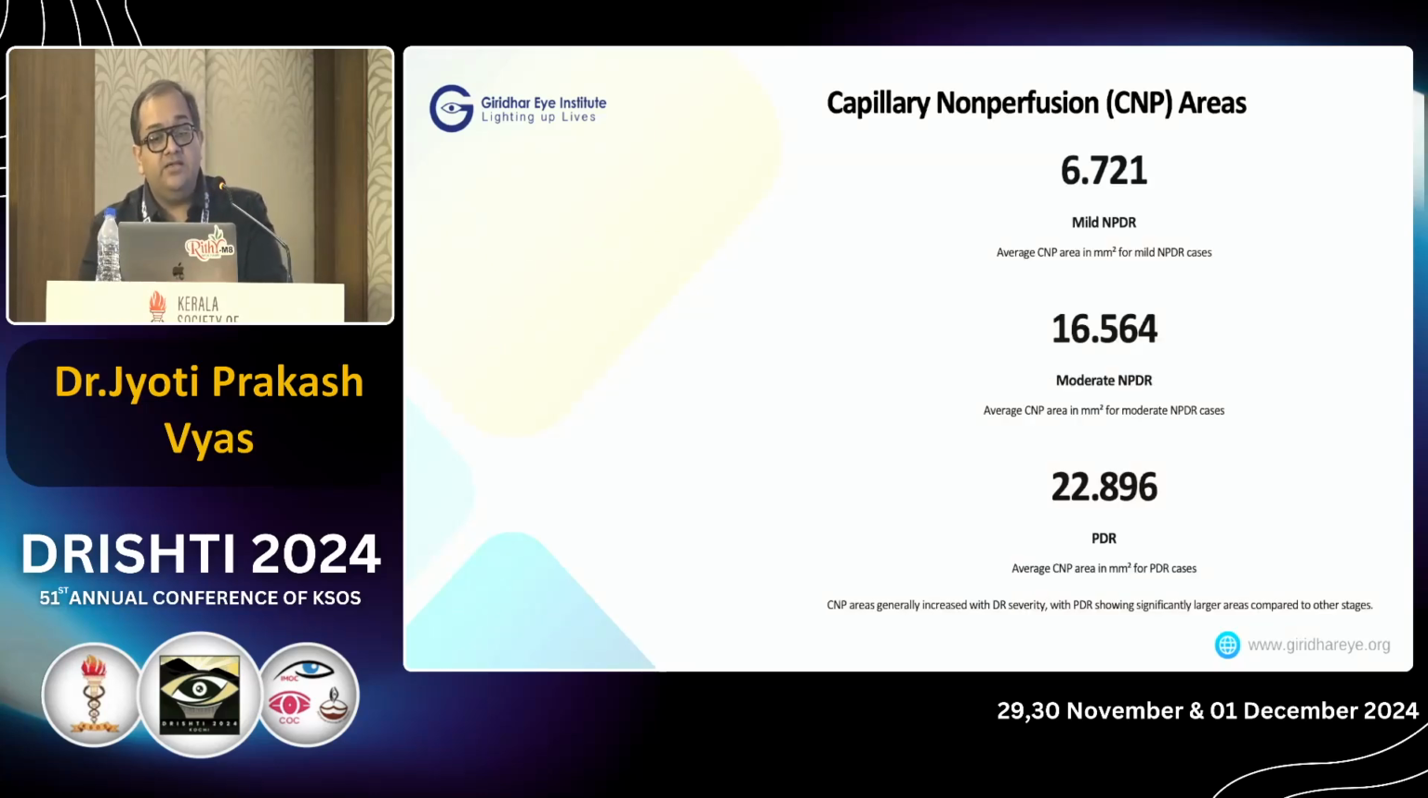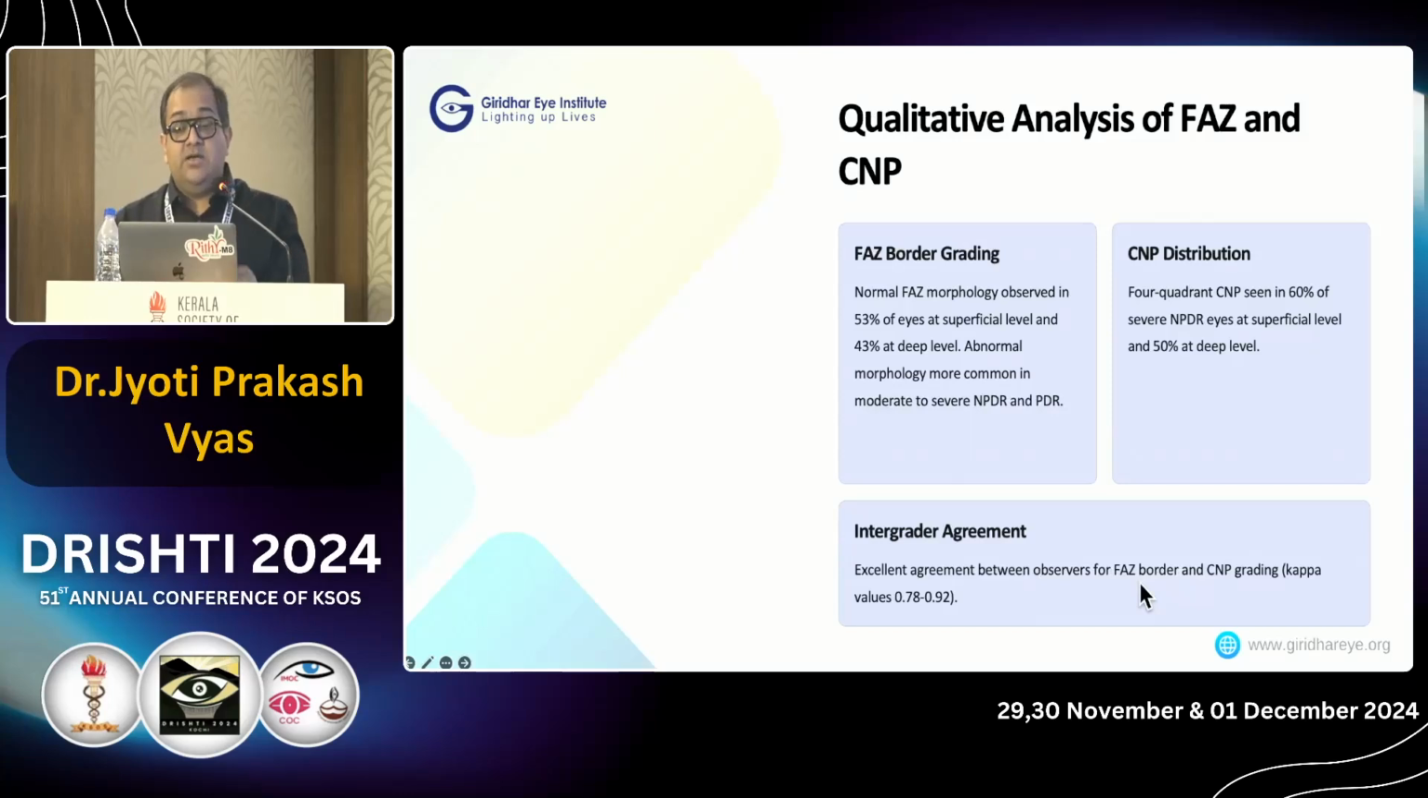Then came the other parameters, which have already been explained in the previous talks, the capillary non-perfusion area. So if you look at the three numbers here, in mild NPDR, the area of FAZ was to the tune of 6.7 millimeter square, which increased all the way to 22.8 millimeter square in PDR cases. Another was the quantitative analysis of FAZ and the CNP, mainly for assessment of whether the disease is progressing or not.